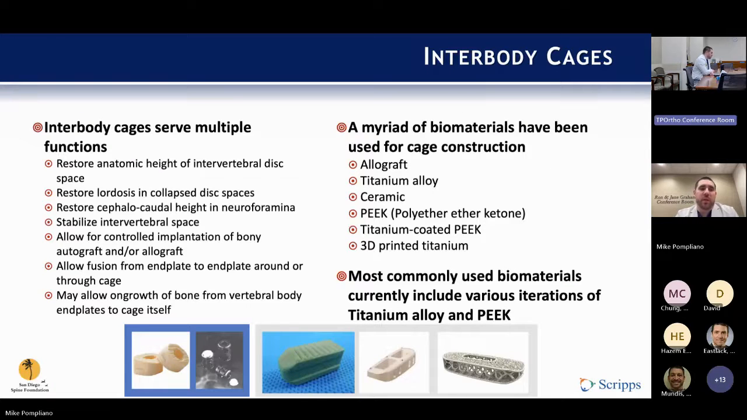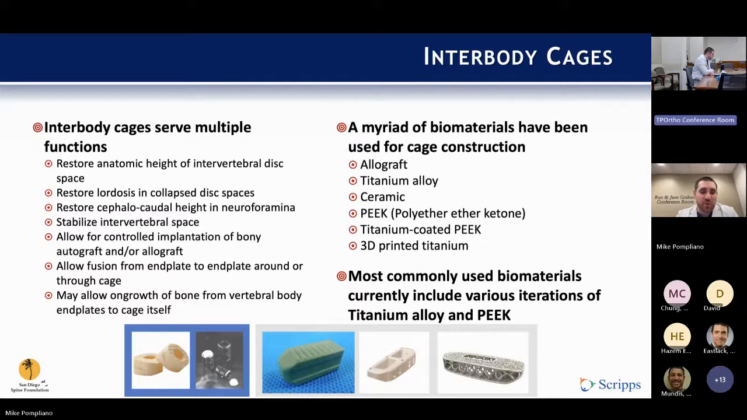With respect to interbody cages, they serve multiple functions. They can restore anatomic height of the vertebral disc, restore the collapsed disc space, stabilize the intervertebral space, and then allow fusion from end plate to end plate through the cage, as well as ongrowth of bone from the vertebral body end plates to the cage itself. They've used plenty of different biomaterials in the past, including allograft, titanium alloy, ceramic, PEEK, titanium-coated PEEK, 3D printed titanium. We'll go over all those shortly.